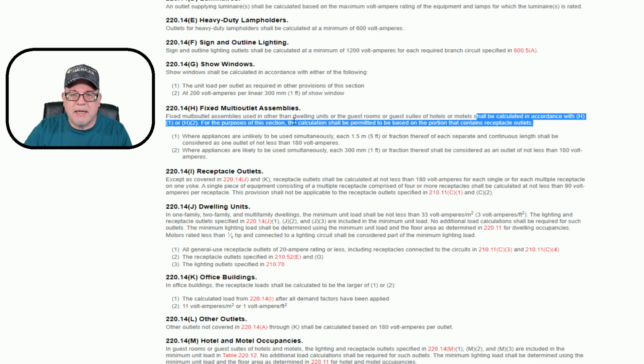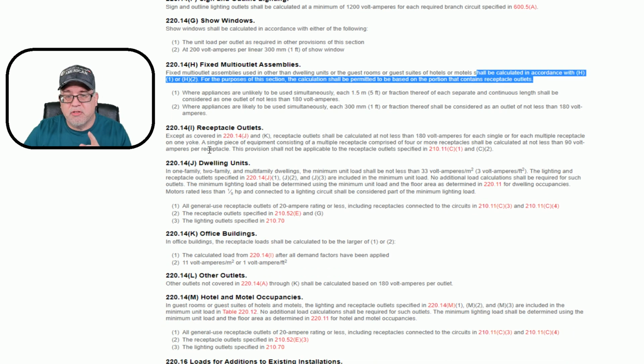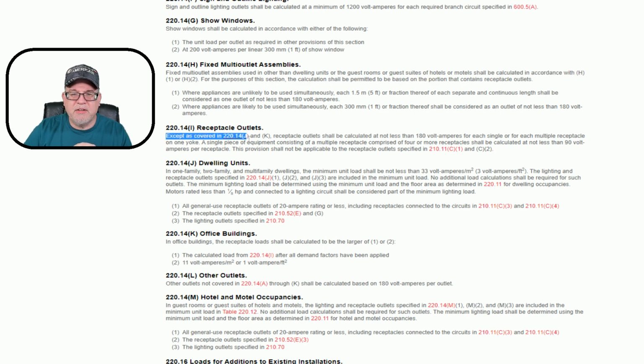Now, real quickly, we have to look at 220.14(I). Now, 220.14(I) is what's going to give us the value for these receptacles that are in these receptacle outlets. So here's what it says. We got to read it. We got to understand it. It says, except as covered in 220.14(J), which is for dwelling units, and (K), which is for office buildings, which we're not talking about.